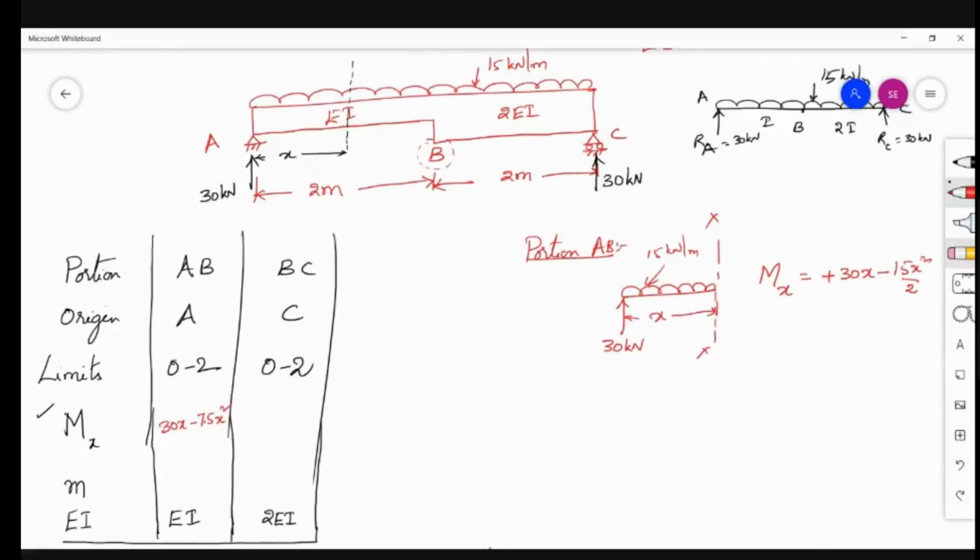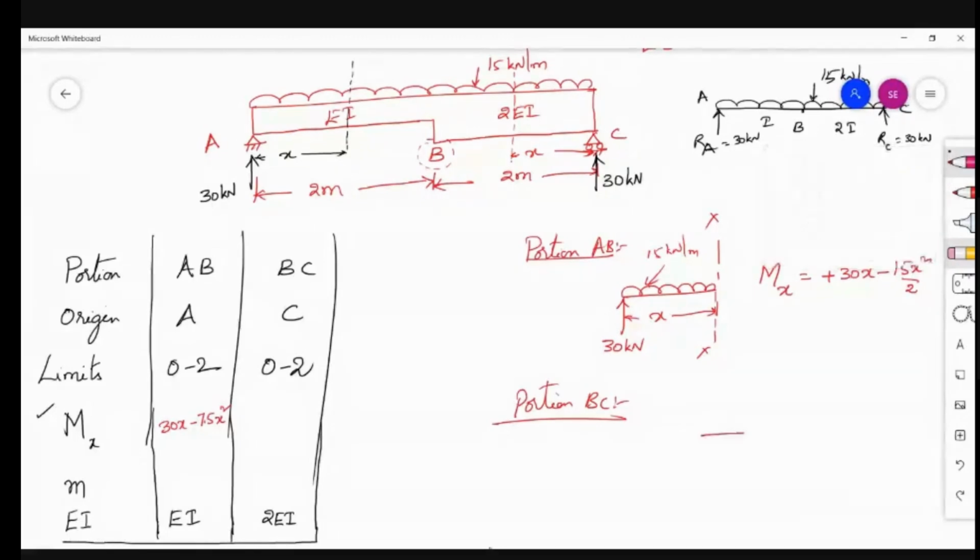Okay, now portion AB is completed. MX is obtained. Now go to BC portion. Portion BC. Here also origin is C. Hence cut a section here at distance of x from C.